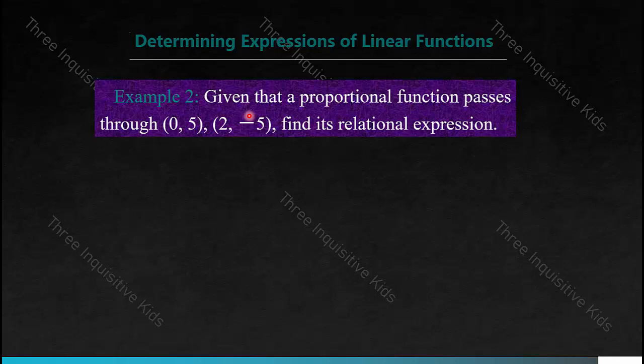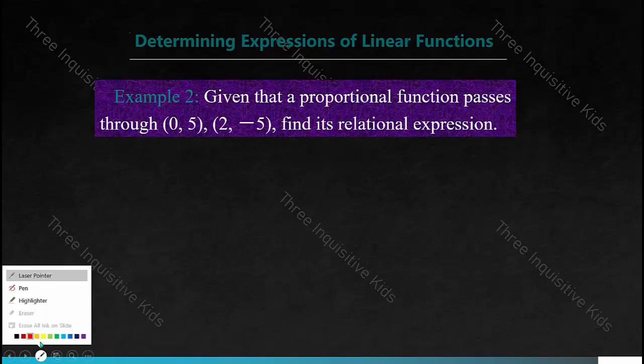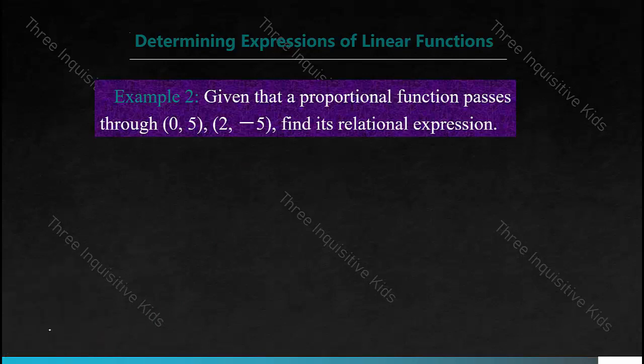Determining expressions of linear functions. Example 2. Given that a proportional function passes through the point 0, 5, this should not be a proportional function. This should be linear. Let me change it right here. Linear, because we know a proportional function cannot have a y-intercept. So given that a linear function passes through these 2 points, find its relational expression.